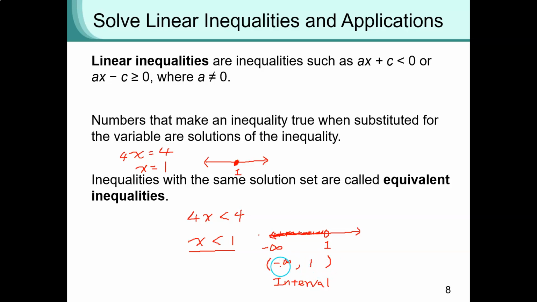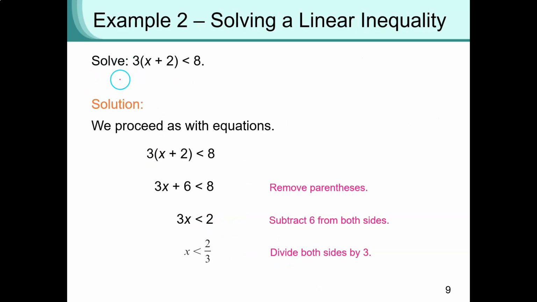So the solution set would be negative infinity, comma, 1, to satisfy when 4x is less than 4. Now we do this question.